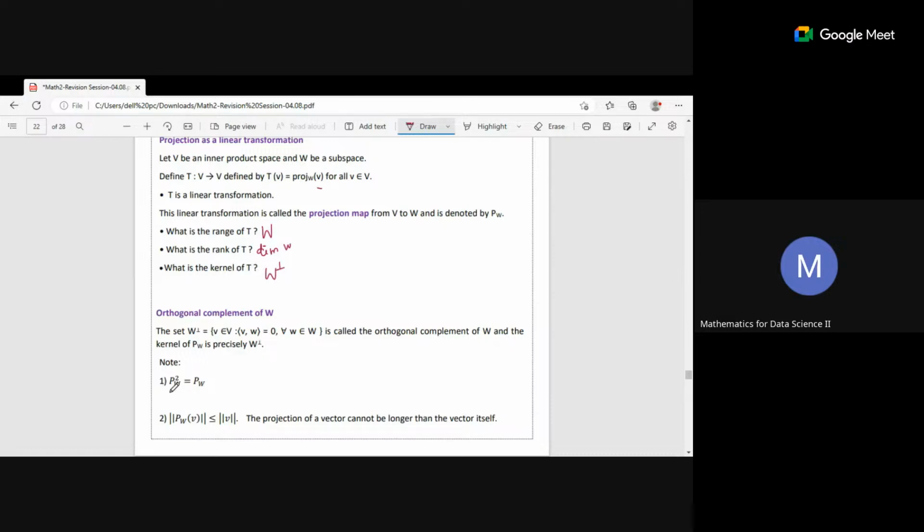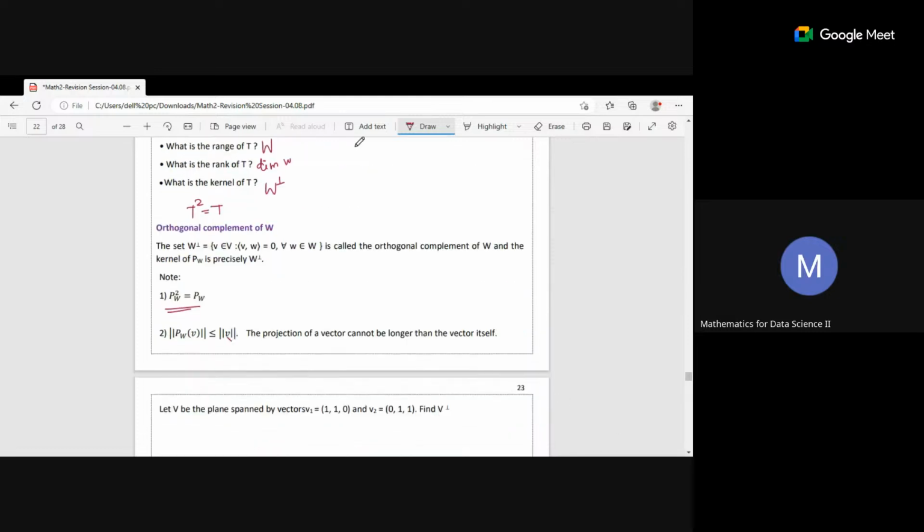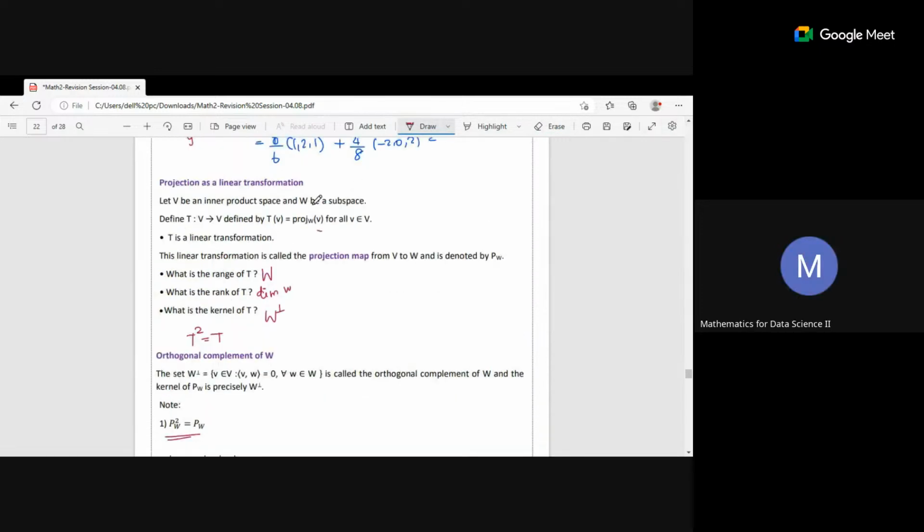And for such a transformation, another important property is that T squared is equal to T, and the norm of P_W of V is less than or equal to the norm of V. The projection of a vector cannot be longer than the vector itself. I have explained this already. Did we get W in the above thing, ma'am? In the transformation, W is the subspace, and it is the projection on the particular subspace W. So here your P_W is nothing but the projection on the space W, just the notation.